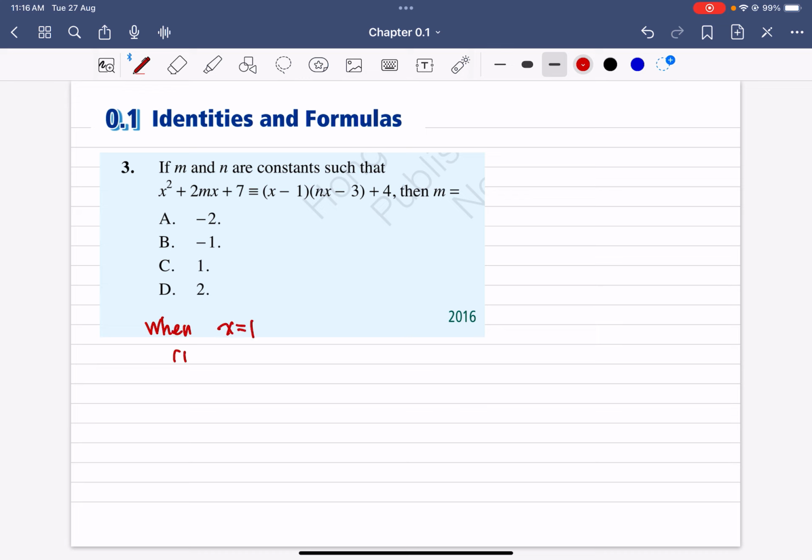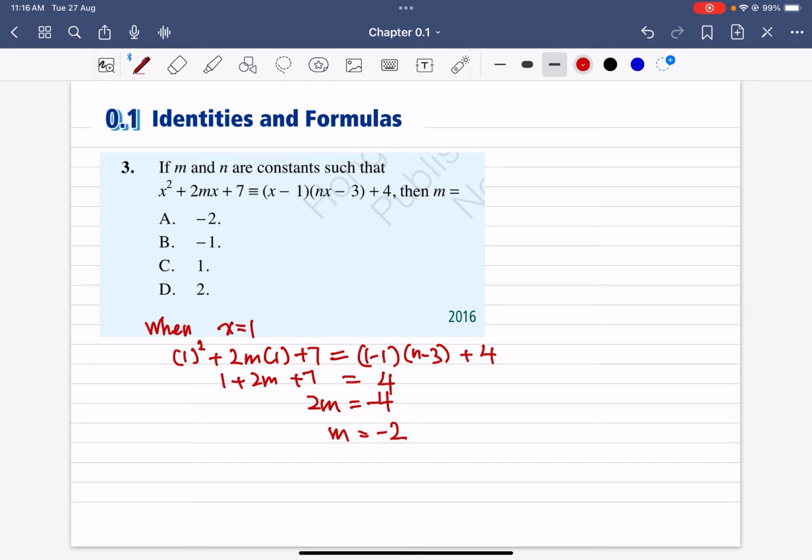So the left hand side is 1 squared plus 2m times 1 plus 7. And the right hand side, 1 minus 1 times something plus 4. Okay? So even if you don't know it's m minus 3, it doesn't matter because 0 times anything is 0. So equals 4. So this is 1 plus 2m plus 7 equals 4. So you have 2m equals minus 4. So m actually you can get is minus 2.